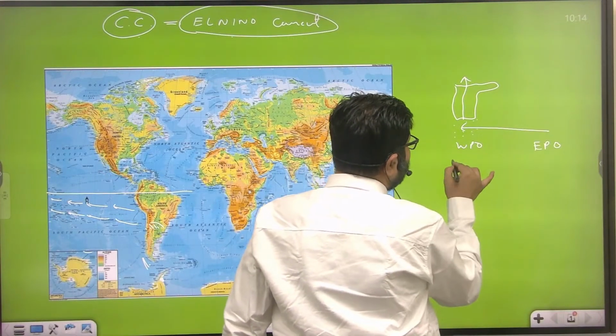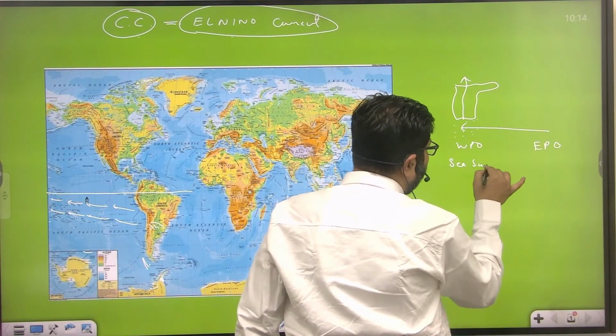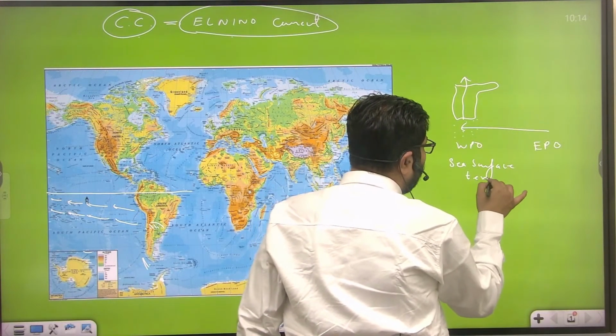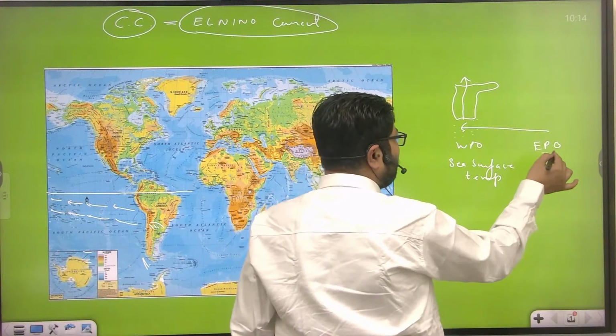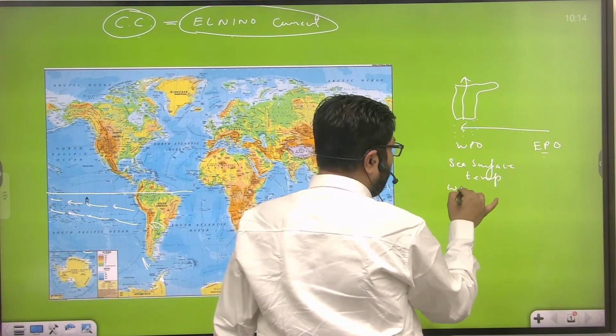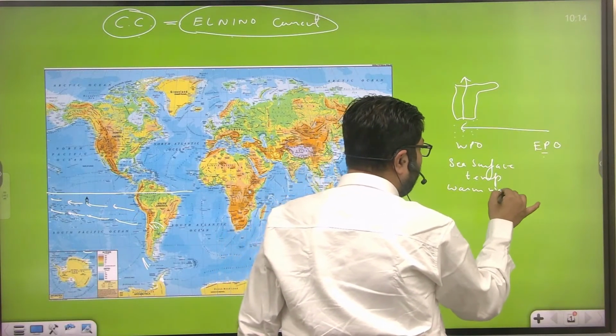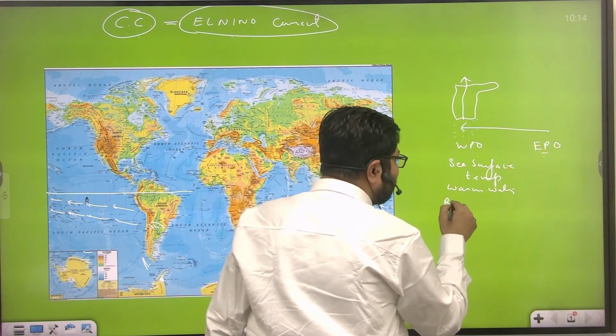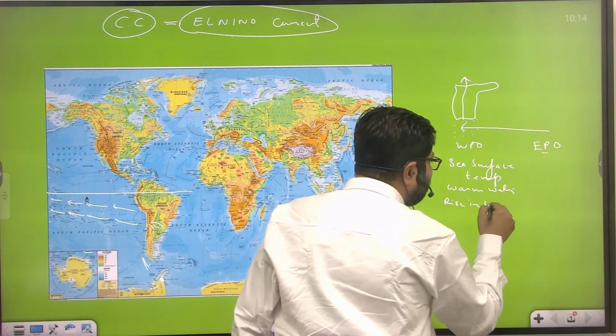Moreover, sea surface temperature of West Pacific Ocean is 8 to 10 degree higher than East Pacific Ocean, warm water. It is warm water, as well as piling up water leads to rise in sea level.